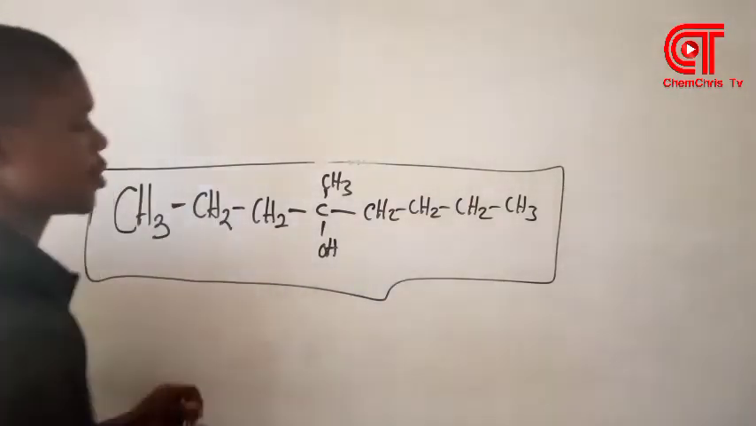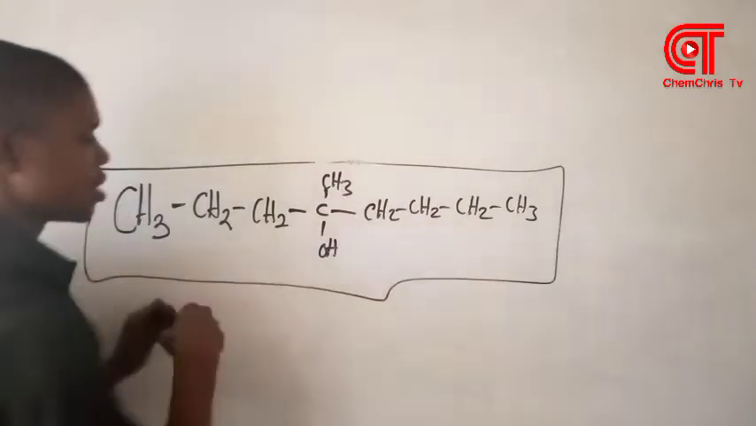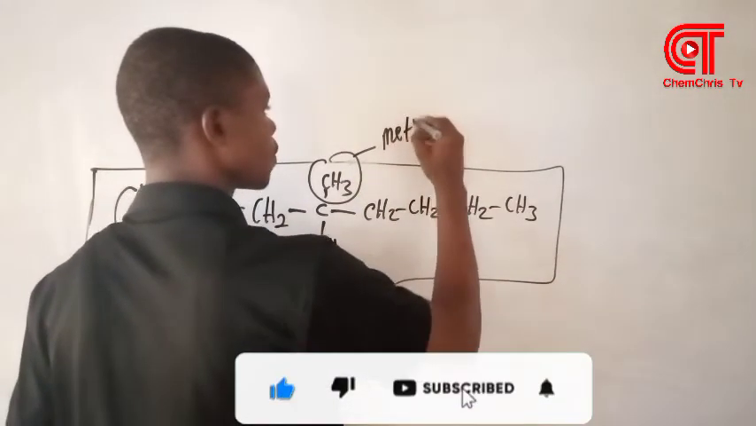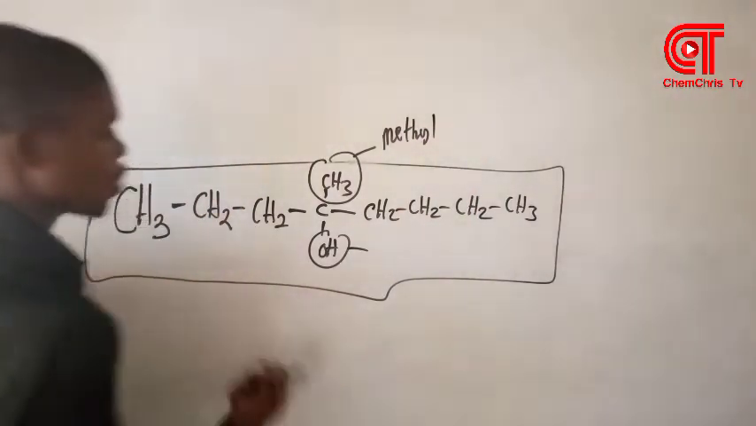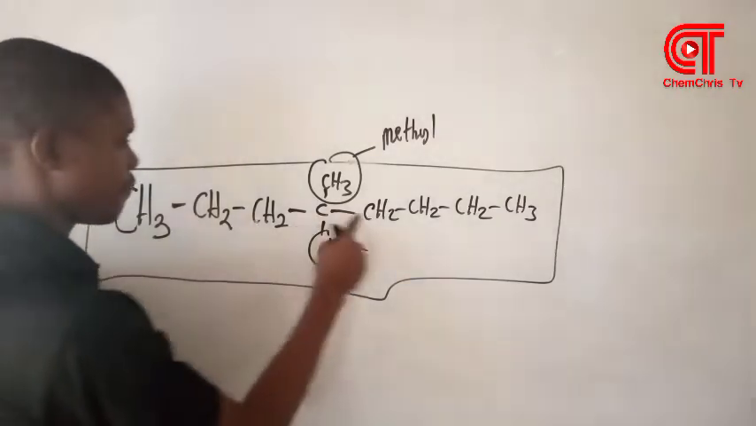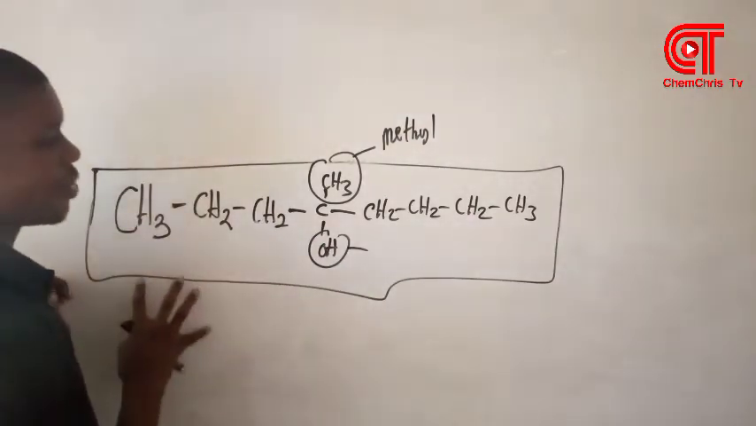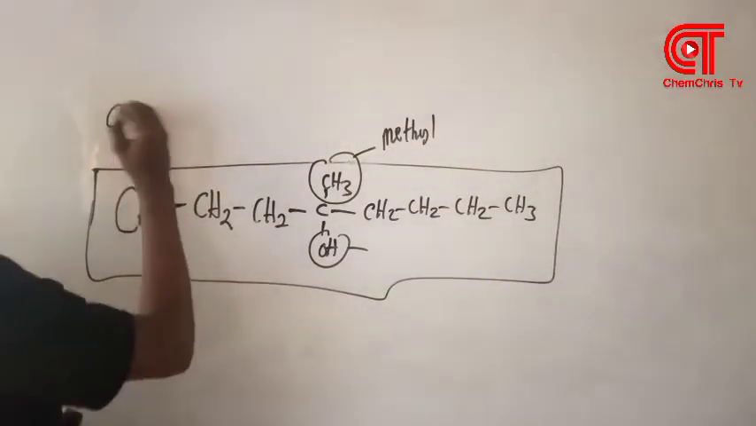So how do we name this? Now look at it very well. You can see that this one carries a substituent here, which is called the methyl. And here we have the functional group. Do you get that? So first of all, take the parent chain, which is 1, 2, 3, 4, 5, 6, 7, 8. So we have 8 carbon atoms in the chain, right? Now as an alkane, it is supposed to be octane.